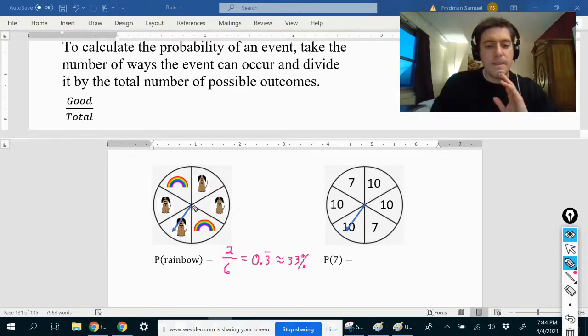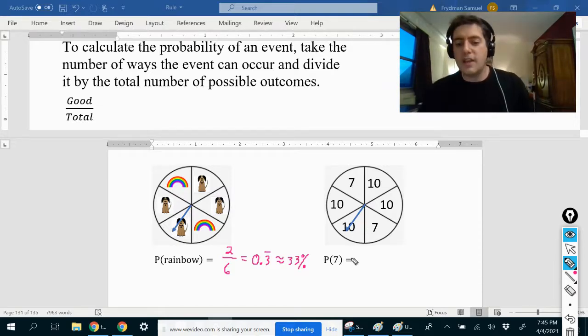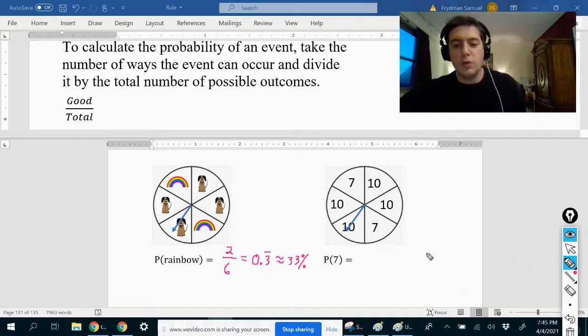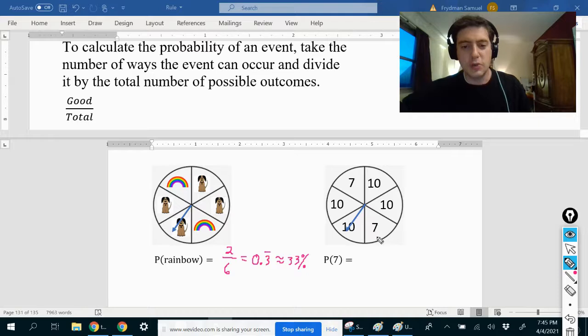Okay, now here we have a situation where instead of pictures on the spinner, they're still pictures, but they're pictures of numbers. So instead of rainbows and dogs, we have 7s and 10s here. Now, what is the probability of spinning this spinner and having it land on a 7? Well, again, we would just count the number of 7s. How many 7s are on here? 1, 2.